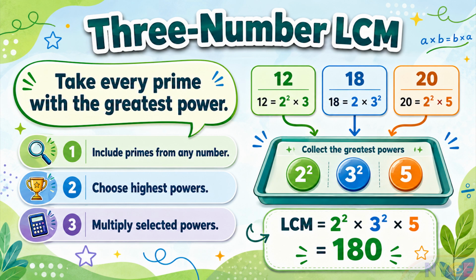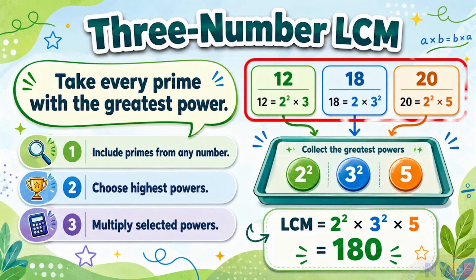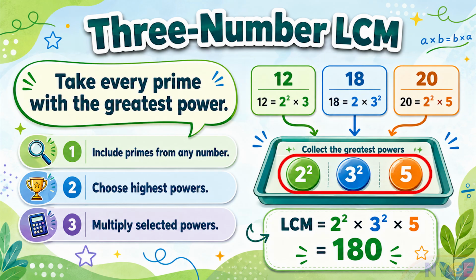LCM means lowest common multiple. For 3 numbers, it is the smallest positive number that is a multiple of all 3 numbers. The rule using prime factorization is simple. Take every prime factor that appears in any of the numbers and choose the greatest power.